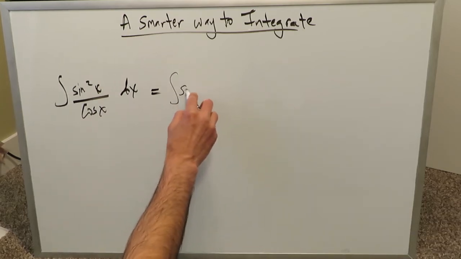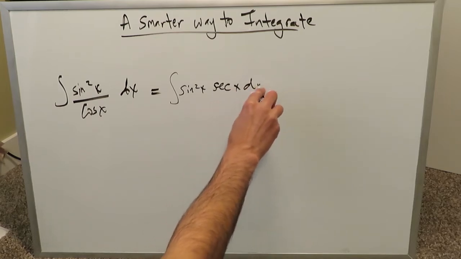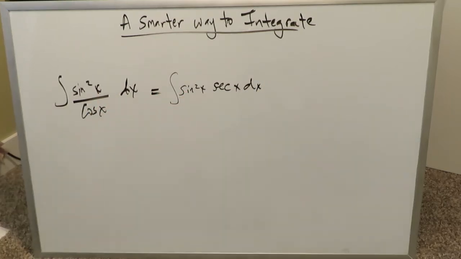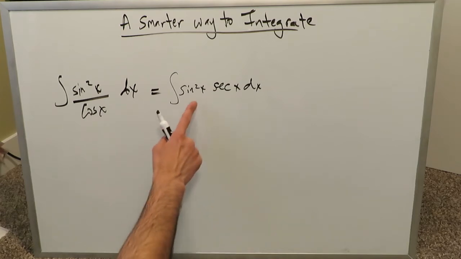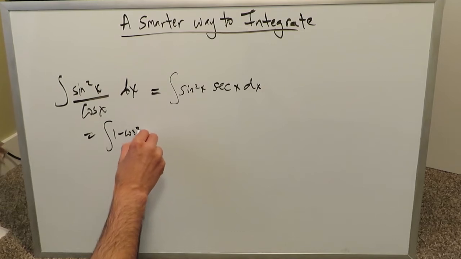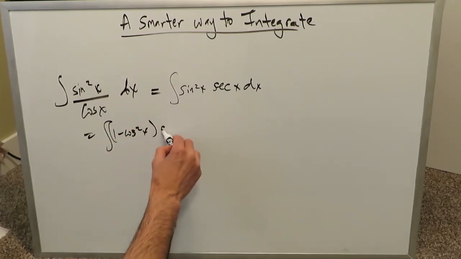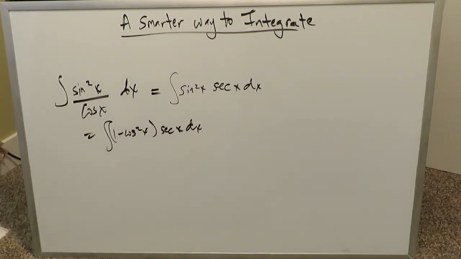If you were to rewrite this as sine squared x and then secant x, because you recognize the reciprocal of cosine x is secant x, and then you think back to the Pythagorean trigonometric identity, sine squared x plus cosine squared x equals 1. If you substitute over here 1 minus cosine squared x, which is the same as sine squared x, your question will become very easy and you'll see it.